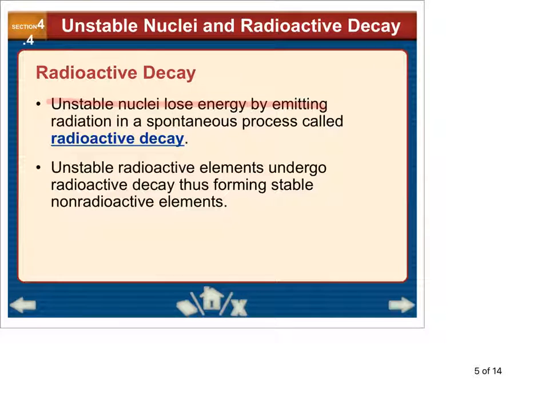And unstable nuclei lose energy by emitting radiation in a process called radioactive decay. So radioactive decay, radioactivity, radiation: different things talking about the same process. And as radioactive decay happens, they form stable, non-radioactive elements.